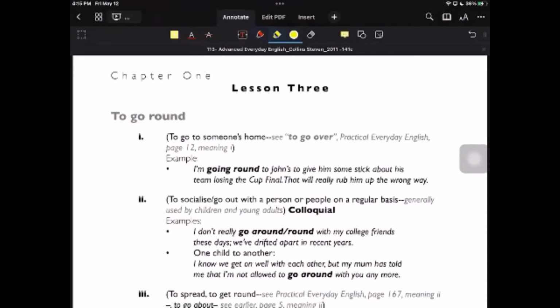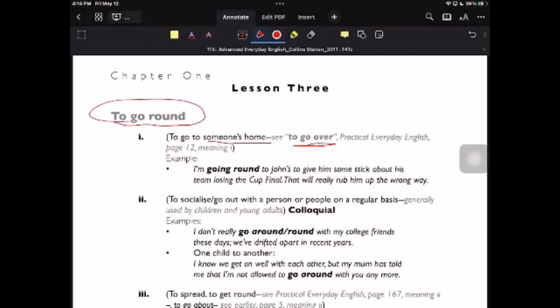All right, first expression here, to go around. We took to go about last session, but this session it's to go around. What does it mean? To go to someone's home, or to go over. It's from Practical Everyday English, page 12. We're going to go through it as well.